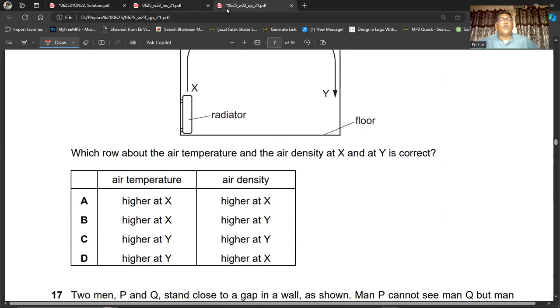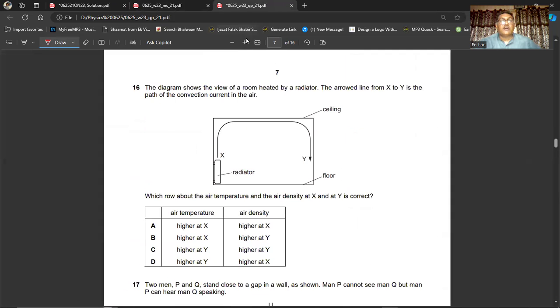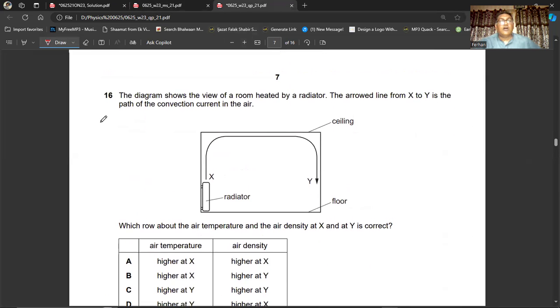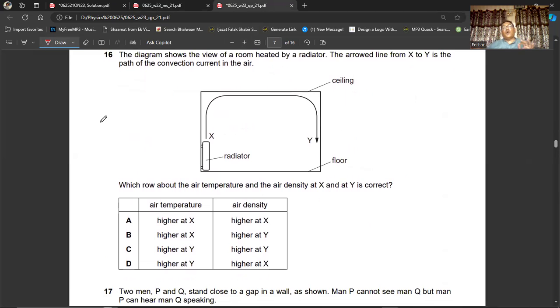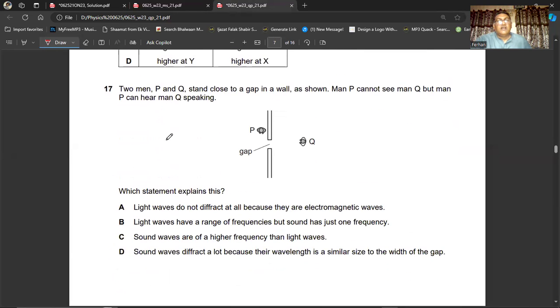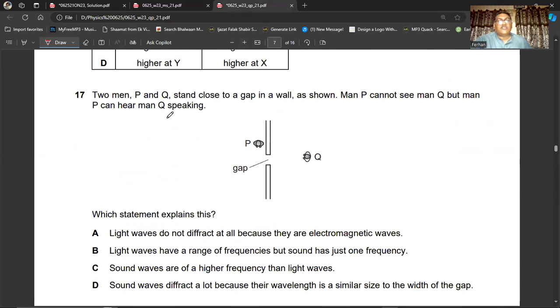Their question is, which row about the air temperature and the air density at X and Y is correct? The temperature at X is higher and the density at Y is higher. So I think B is the right choice. The temperature at X will be higher, and here the density will be higher. So B is the choice. Question number 16, B is the right choice, sir. Now we have the next question, question number 17.